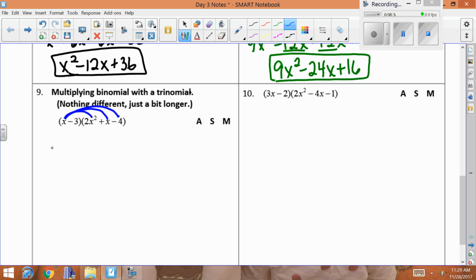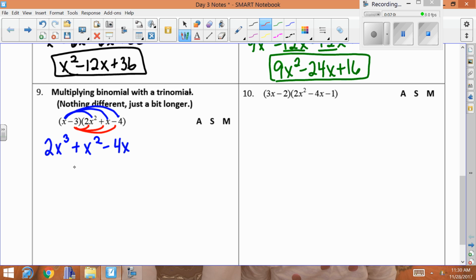So we're going to do x times the 2x squared, which gives us 2x to the third. Then x times the x, we get a plus 1x squared. And then x times the negative 4, we get a minus 4x. Now we still have to distribute the negative 3 to everything. Now you can just write it all in one line if you want to. Sometimes what I like to do is write it underneath and line them up with its like term. I think it makes it easier to simplify at the end.